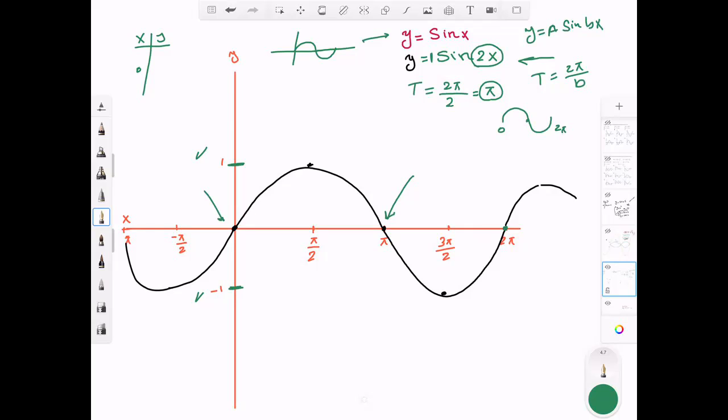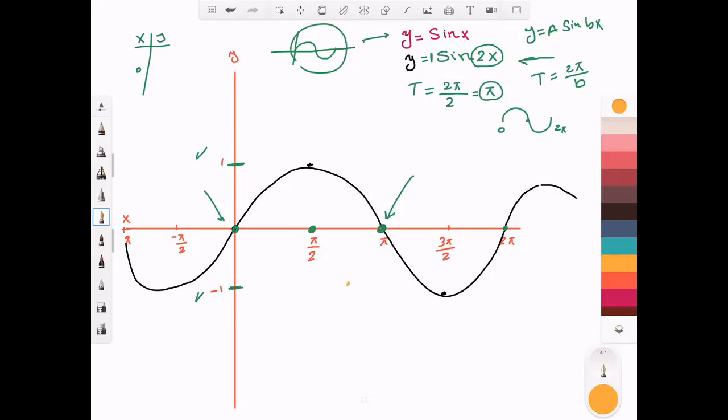So 0 will be 0. This pi will be the end point, correct? Now we need to have this one inside, so pi half. So the pi is going to go this way. We're going to have this. So the graph will be something like this. So this is a graph of sine of 2x. Does this make sense?